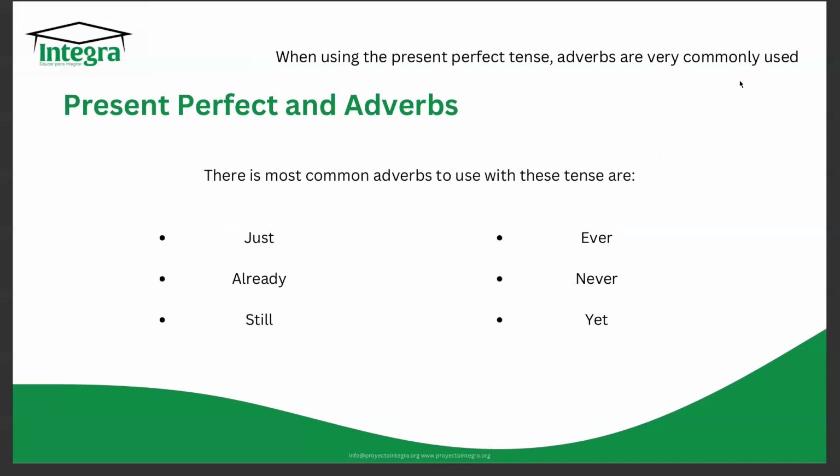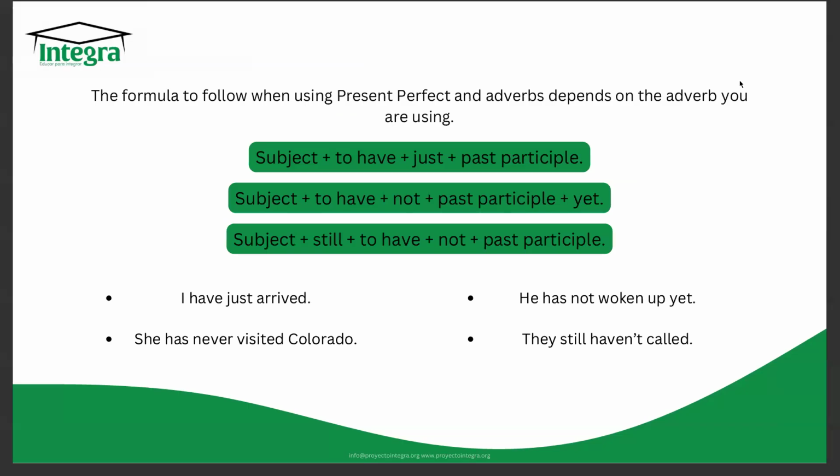And the thing that's very common when using the present perfect is to use adverbs. As you know, these adverbs usually emphasize what we're trying to say with the sentence. And these are the most common ones that we usually use, specifically with this tense. And these are just, already, still, ever, never, and yet. And the formula when using these adverbs with the present perfect changes a little bit, so we're going to see it. So for the word just, you just saw it, it's subject plus to have plus just plus past participle.